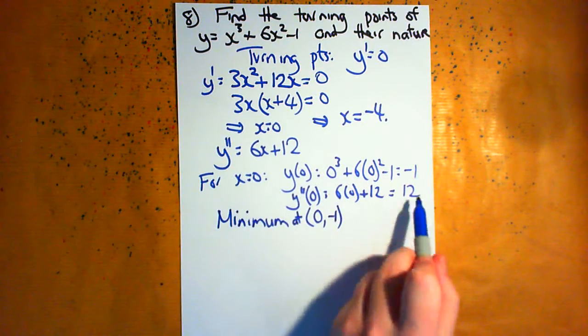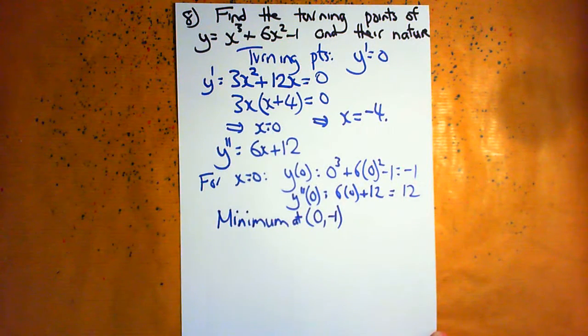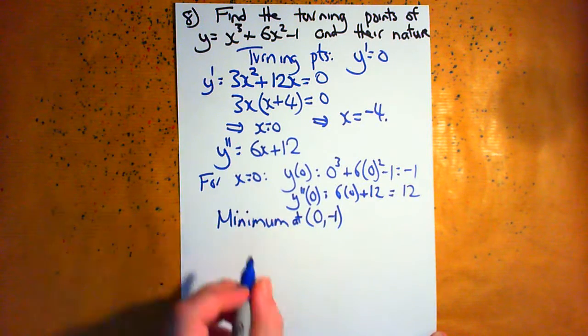We don't actually use the value of the second derivative itself. We're only interested in whether it's positive or negative, because that tells us whether it's minimum or maximum. But we don't use the value itself.